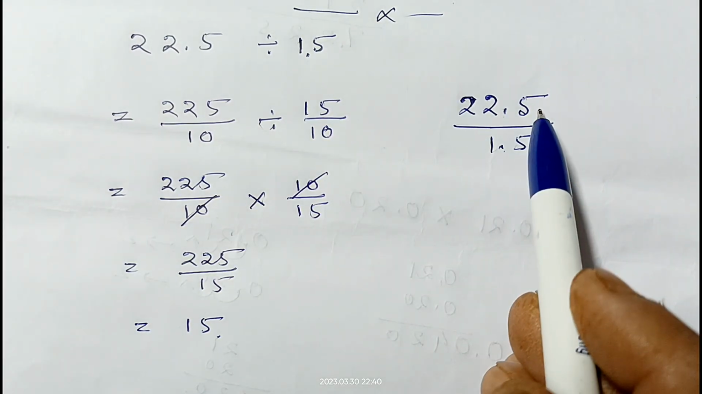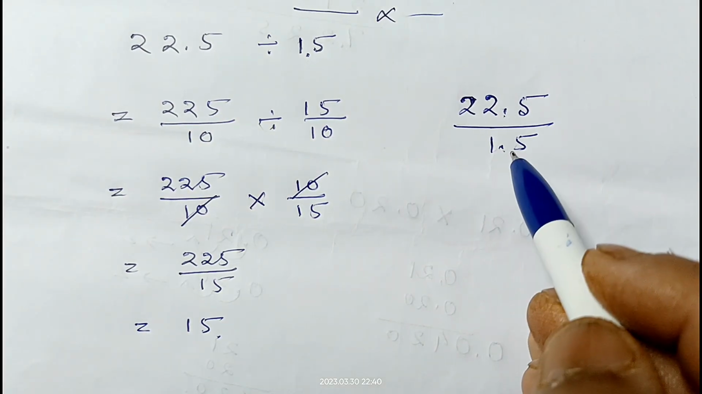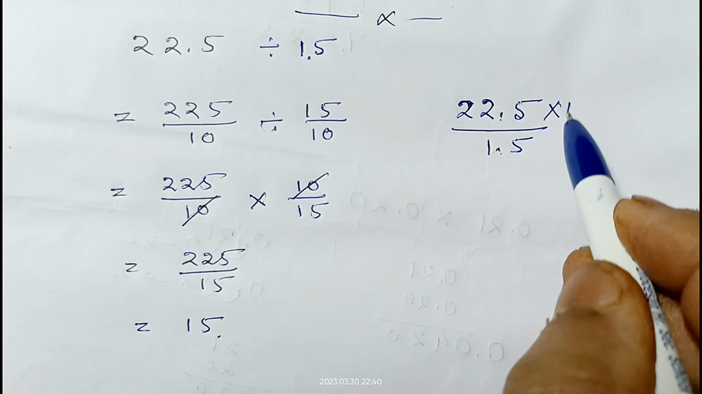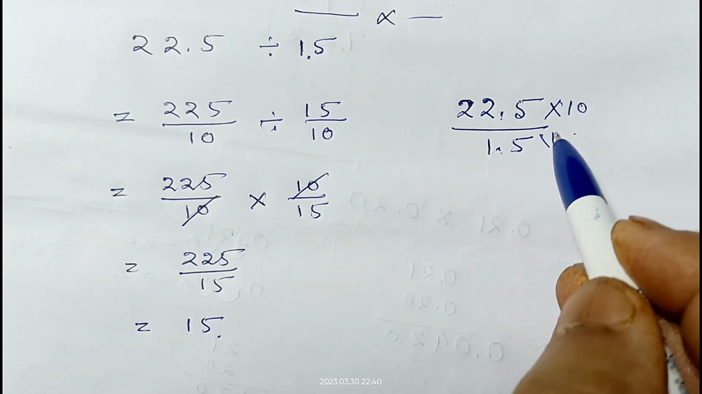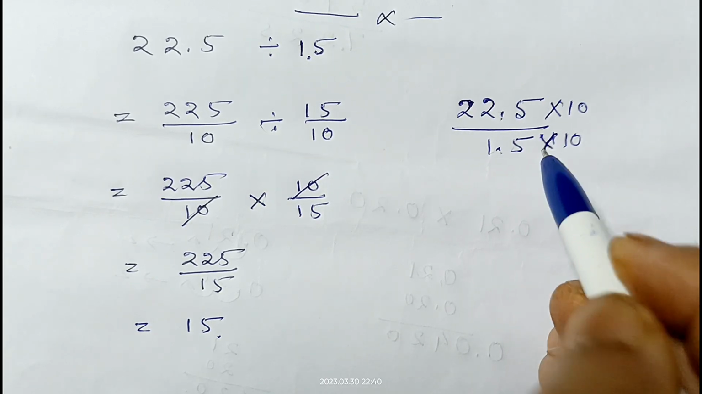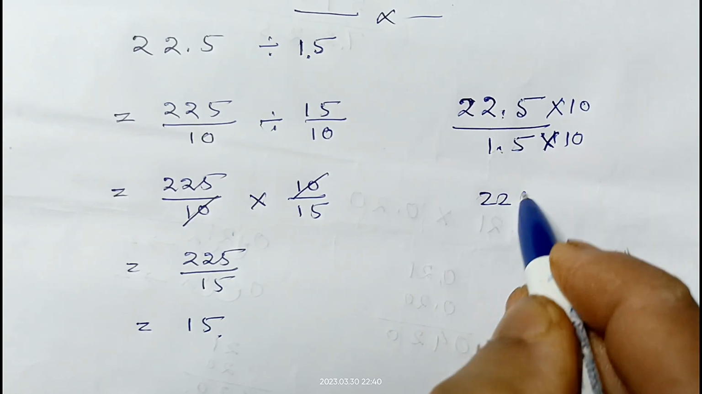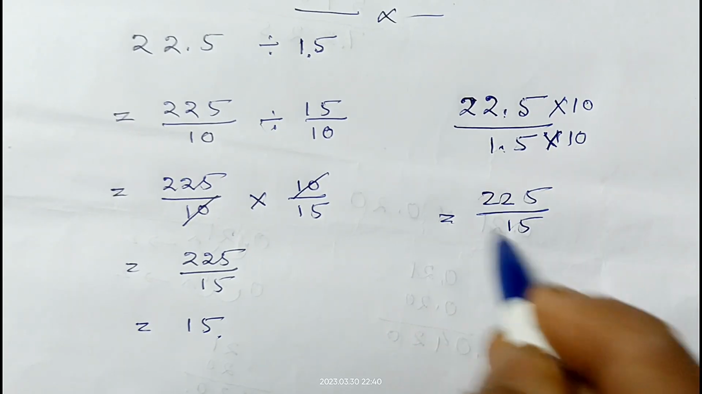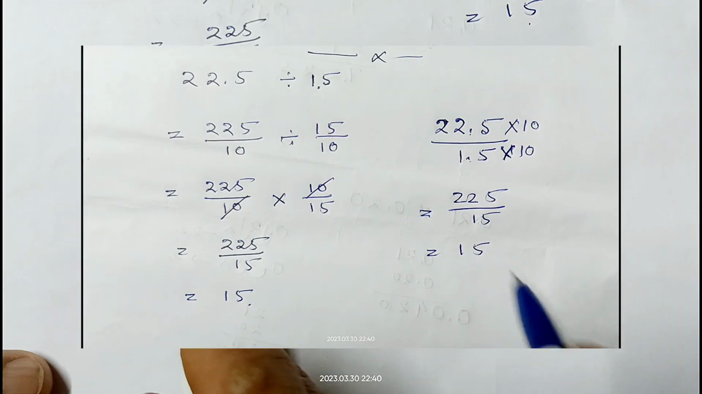The same sum we can do like this. In both the cases, after the decimal there is one place, so we can multiply both by 10. And if I multiply both by 10, then I am going to get 225 divided by 15. 15 15s are 225, so the answer is 15.